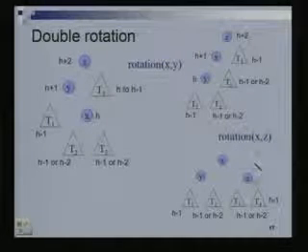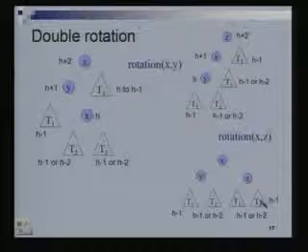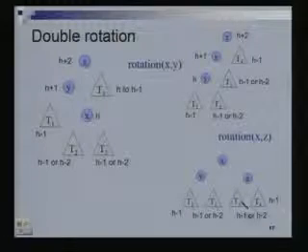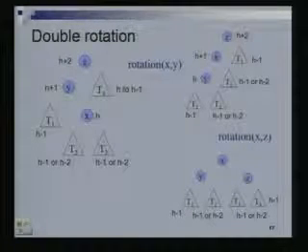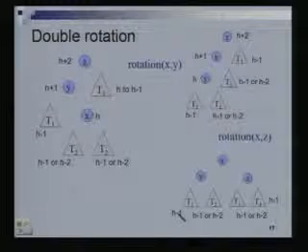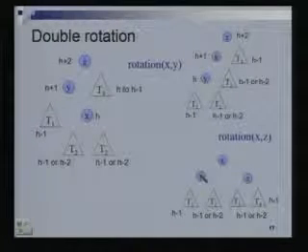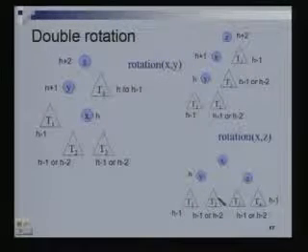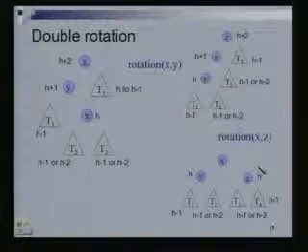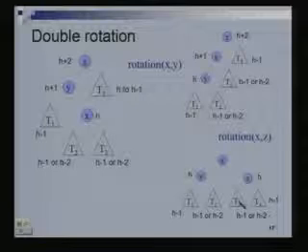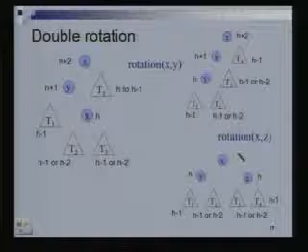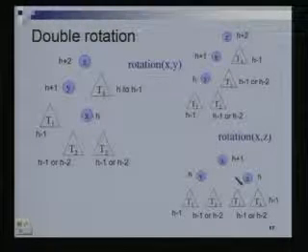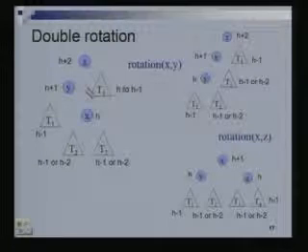x moves up, z moves down, T3 and T4 become the two children of z. T3 has height h minus 1 or h minus 2, T4 has height h minus 1. This is the height of T4 and this is the height of T3. This is the height of T2, h minus 1 or h minus 2, and T1's height is h minus 1. What about the height of y now? h. Is it balanced? Yes. What is the height of z? h. Is it balanced? Yes. What is the height of x now? h plus 1. It is also balanced. But this height is now strictly 1 less than this.